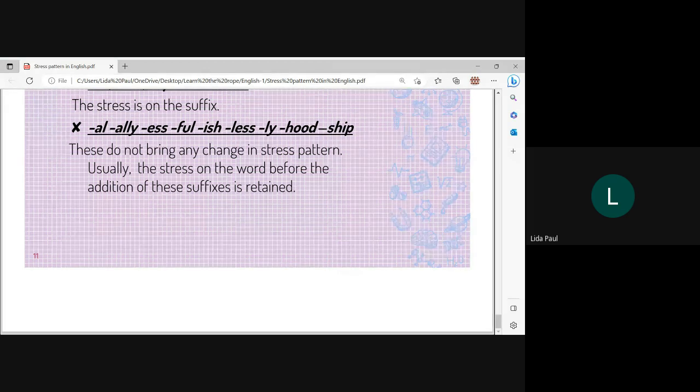All of them are going to take the stress wherever the stress is on the original word, and that would be retained. No changes will happen to them after the addition of these suffixes. So they're called neutral suffixes: no change in the stress pattern. If you have these few of them handy, then you can mark stress for 90% or more of words.